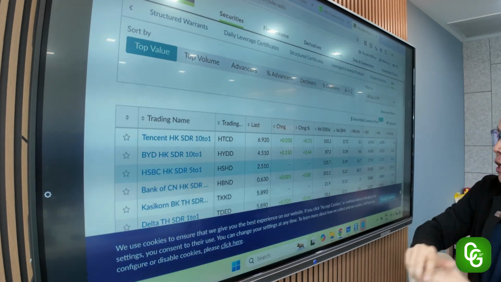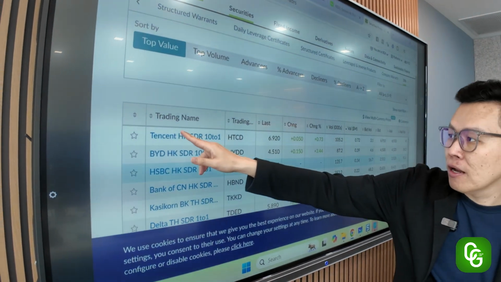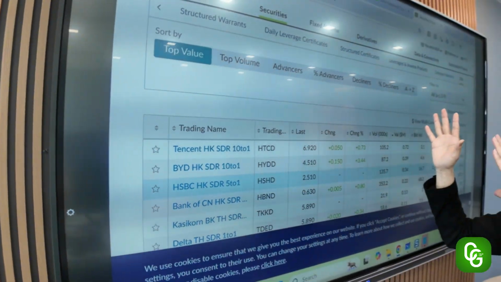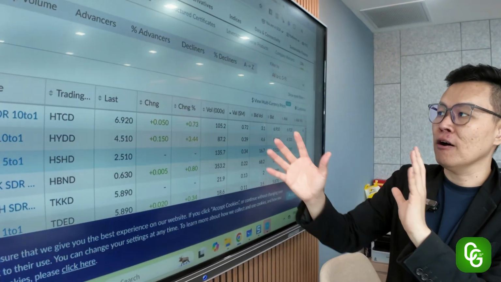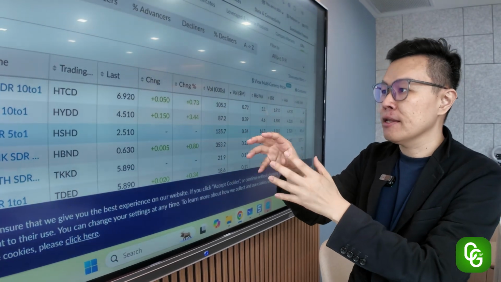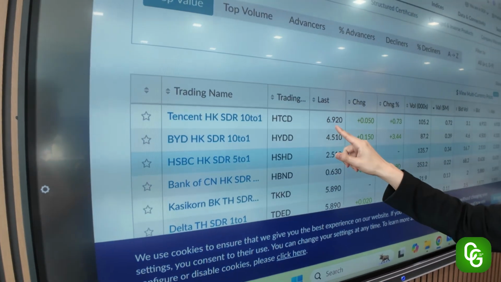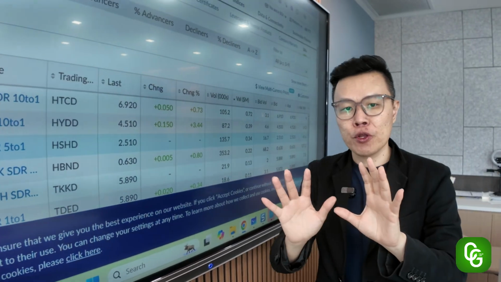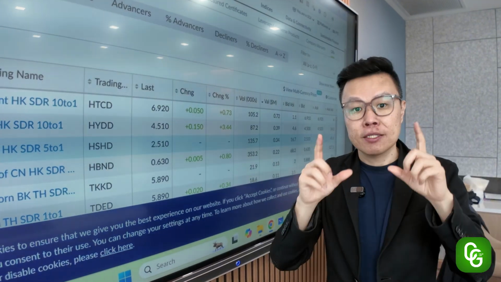So why is it 6.92? If you look at the definition here, 10 to 1. In Hong Kong, they are trading in Hong Kong dollars. After that, SGX will convert everything into Sing dollars, and then they come out with this idea, 10 to 1. So that one unit share is worth $6.92. You don't need to worry about the currency conversion. You don't need to worry about currency risk. What you are paying right now, everything is in Singapore dollar.